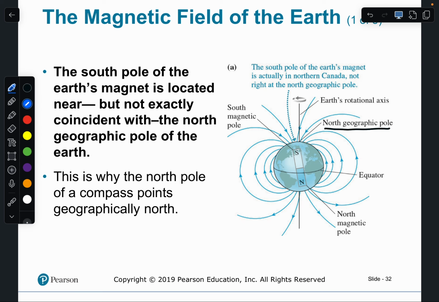Okay, geographic north is different than magnetic north. Right, geographic north is not equal to magnetic north. They're in opposite locations. Okay, magnetic north is located at the south pole. Magnetic south is located at the north pole.